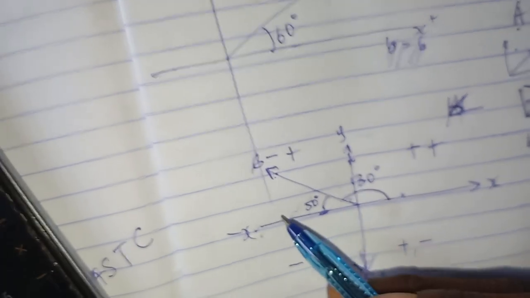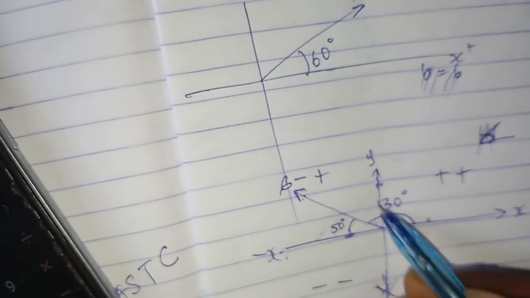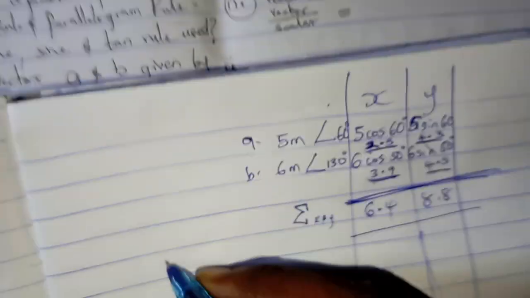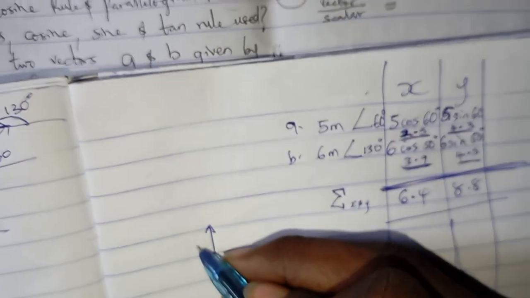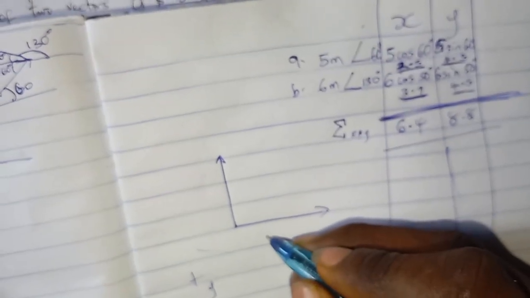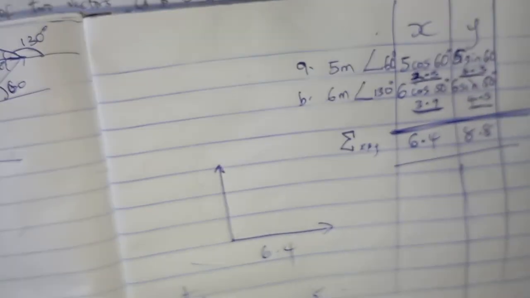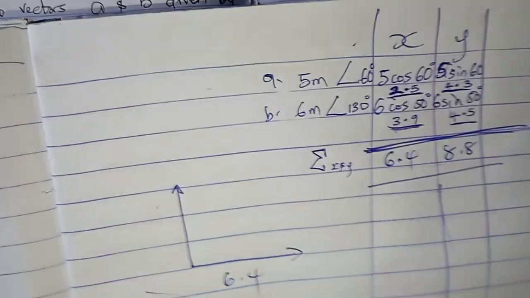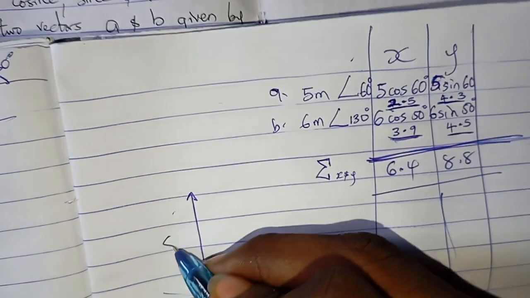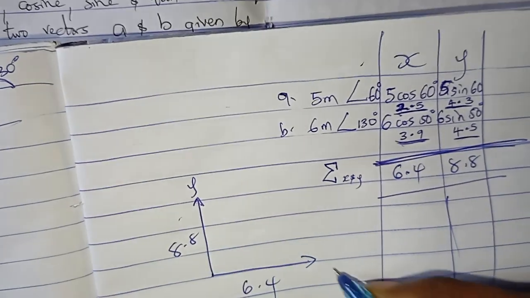Now when you are through with this, remember I told you if you want to use the angle given without subtracting, you can. We used 50 by subtracting, but if you want to use 130, remember to obey the quadrant. So I now have the x and y axis. X now is 6.4 and y is 8.8.